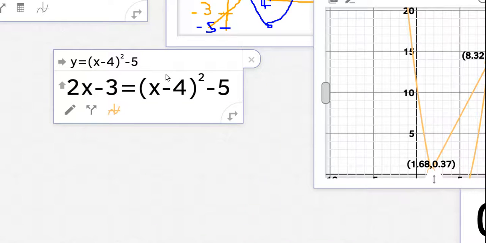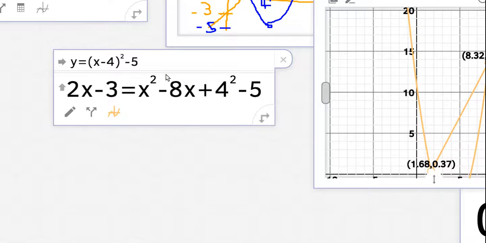It's a perfect square. So I'll just double click on this and you can see what happens when you expand a perfect square. You square the x, you get x squared. You square the 4, so you get 4 squared, and then you double the middle term. So you go negative 4 times x times 2, negative 8x.